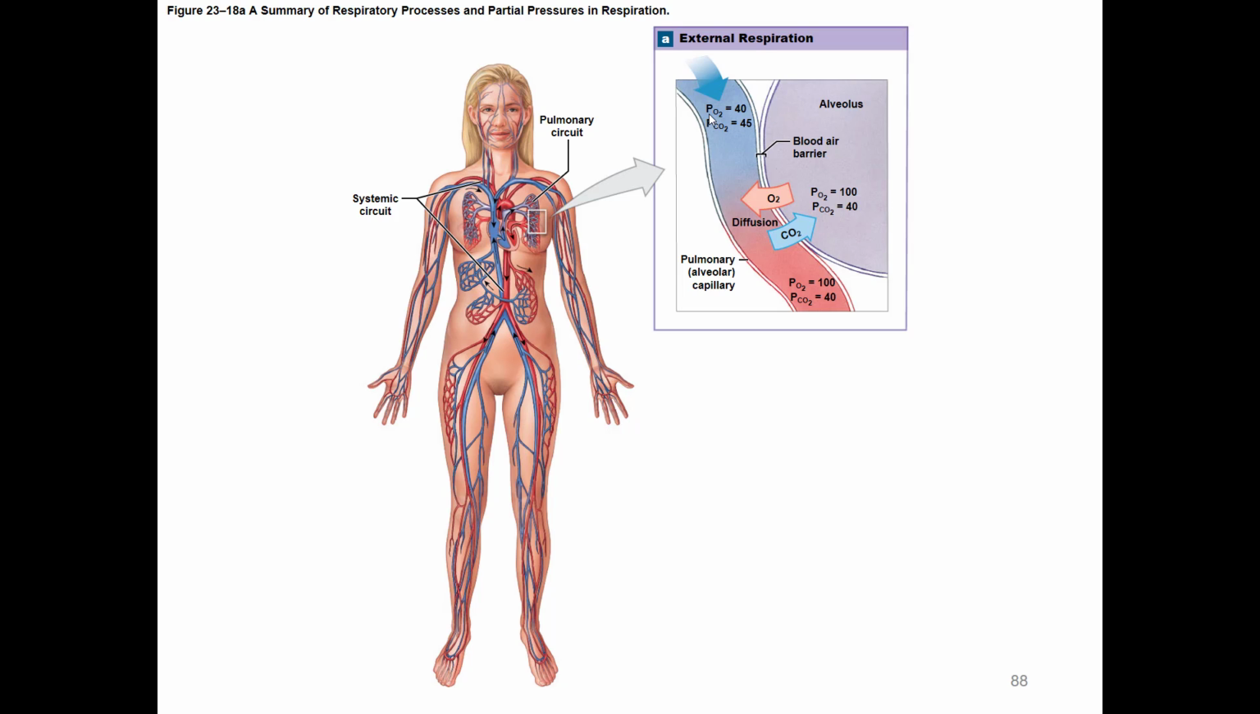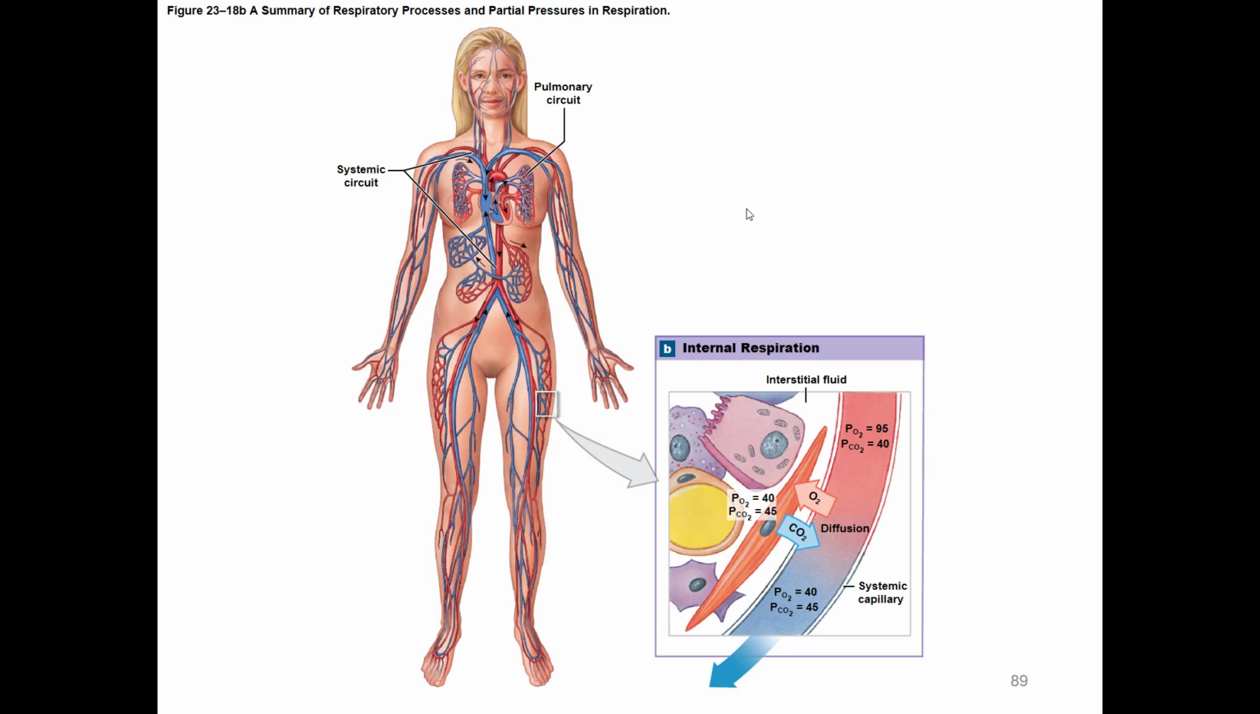Let's compare the partial pressure of oxygen first. In the alveolus, it's 100, and in the blood, it's 40. According to diffusion, things flow from a high to a low concentration, so oxygen will diffuse naturally into the blood, oxygenating it, as represented by the red shading. CO2 is 45 in the blood and 40 in the alveolus, so according to diffusion, CO2 will diffuse from the blood into the alveolus to be exhaled. That gets rid of the CO2 and allows us to gain the oxygen.